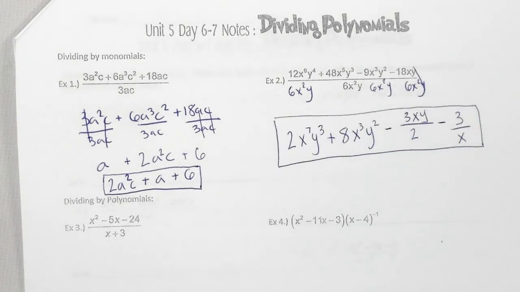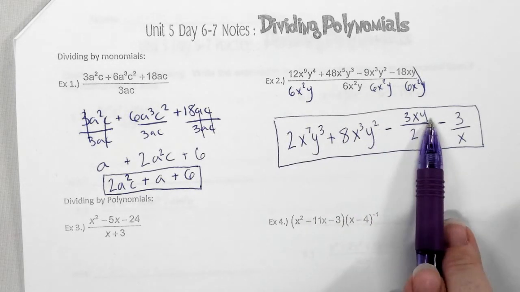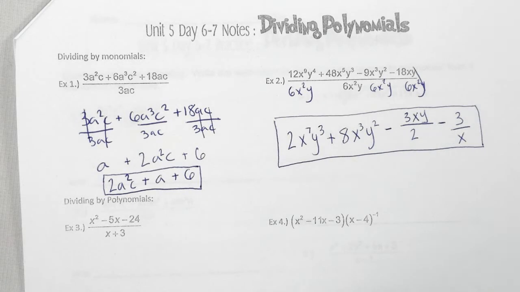But do you have to put it in the degree order? Like which one goes first? This is in the right order. So 7 plus 3 is 10, 3 plus 2 is 5, 1 plus 1 is 2, and this is negative 1.